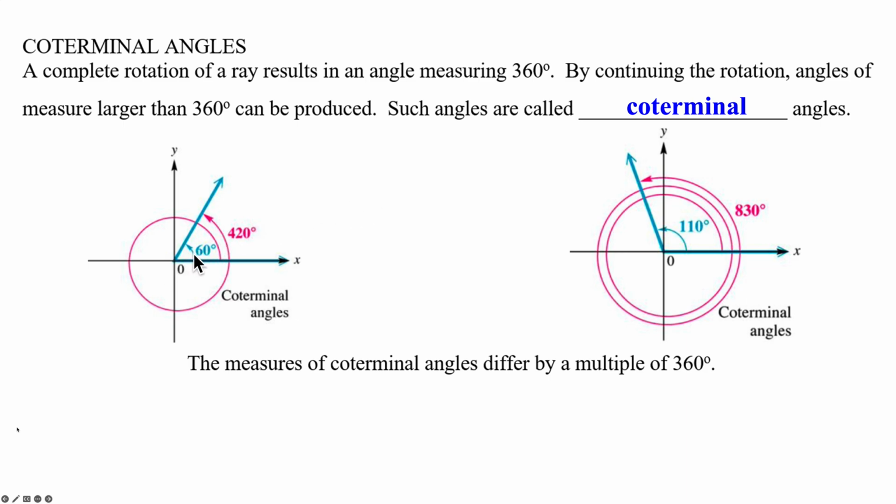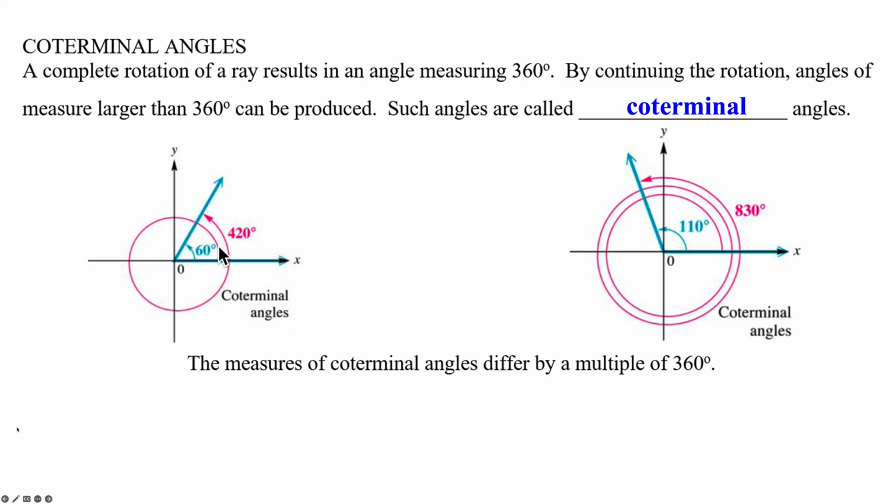So for example, here's my 60 degree angle. It's in quadrant 1. That's this arc right here. But if I were to add 360 degrees to 60, one complete revolution takes me to 420 degrees, putting that terminal side in the exact same location as the 60 degrees. So those are called coterminal angles.